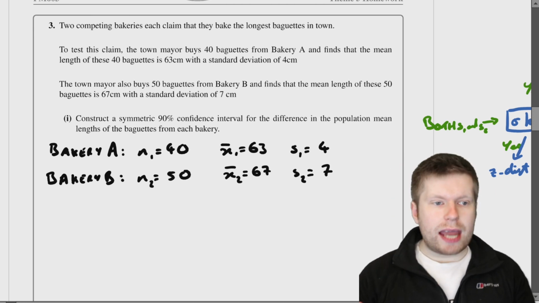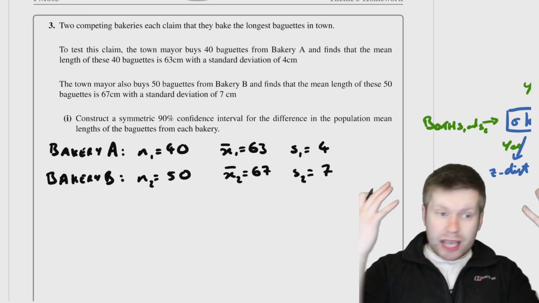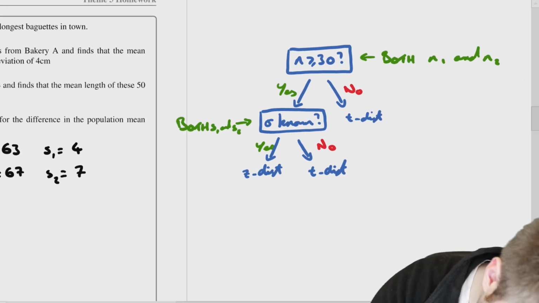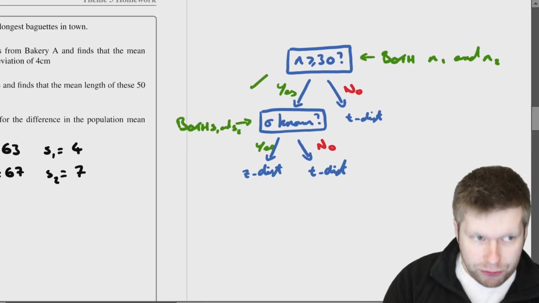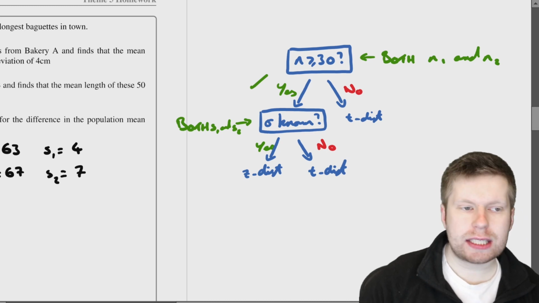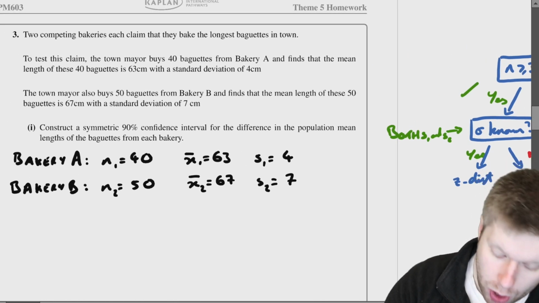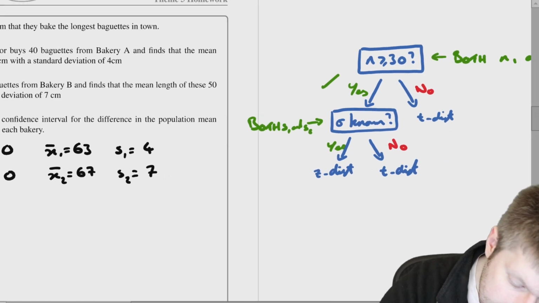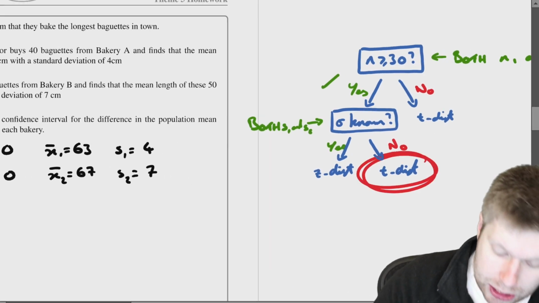So okay, do I know that n is greater than or equal to 30 for both? Well, yes, I do. Both sample sizes are bigger than or equal to 30. Okay, so I've got a tick there. However, do I know the population standard deviation for both of them? Well, no, I don't. I only know the sample standard deviation. So therefore, in this case, I know that I'm going to be using the t distribution.